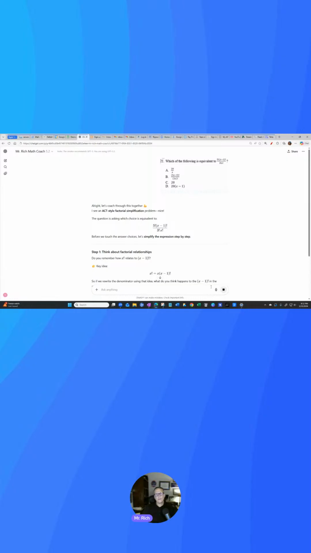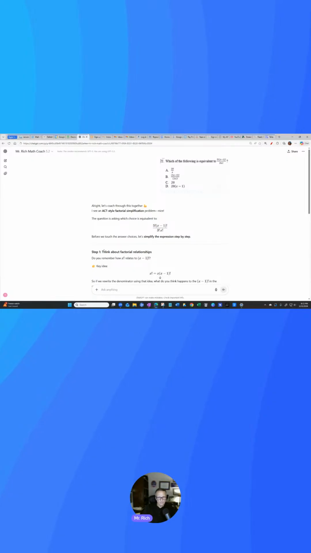Now, I've trained this chatbot to not just spit out the answer and all of the work. It's supposed to show you some of the steps and then interact with you and ask you the question. So it says, interestingly, I did not tell it was ACT, it says, I see an ACT style factorial simplification problem. Nice. So somehow it recognized that that's an ACT problem. Interesting. It did a proper interpretation of the graphical image that I pasted in.